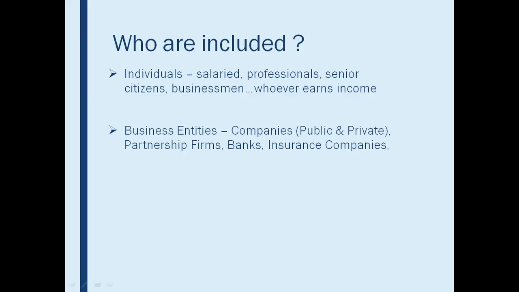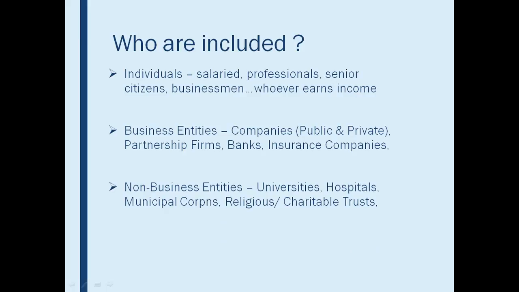Probably the only entity which is not paying any income tax is the government itself, because you cannot pay the income to yourself. That is the main concept behind it. And then, of course, it does not cover only business entities. It also covers certain non-business entities, like universities and hospitals. So everybody is covered. Whoever has income, you need to come here.